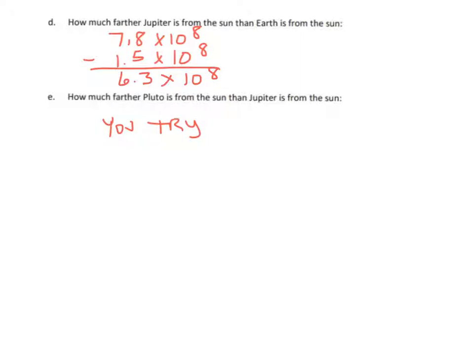And that's my difference. Now I want you to try E. Go look up the Pluto one and compare it to the Jupiter one. And you can do the difference and subtract it. And we'll check that one in class as well as we're going along. These are different ways of using scientific notation with real application. Once again, scientific notation used for very large and very small numbers.